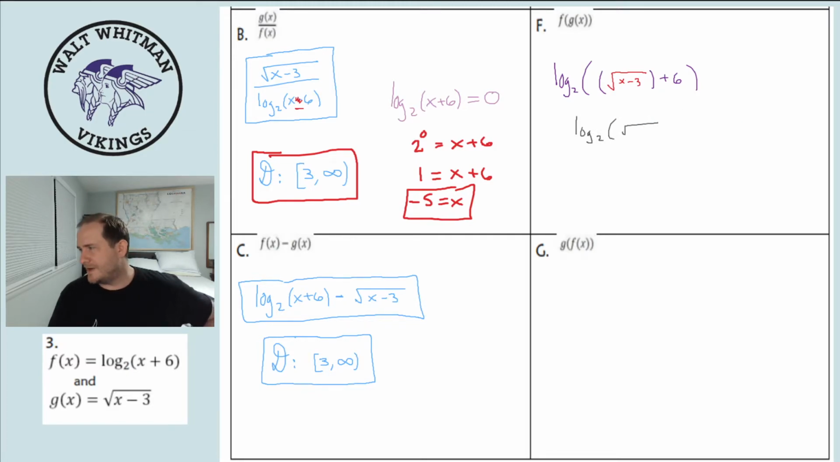I guess I did say in class that I like the radicals to go to the end. So we could at least flip-flop this and say 6 plus root x minus 3.